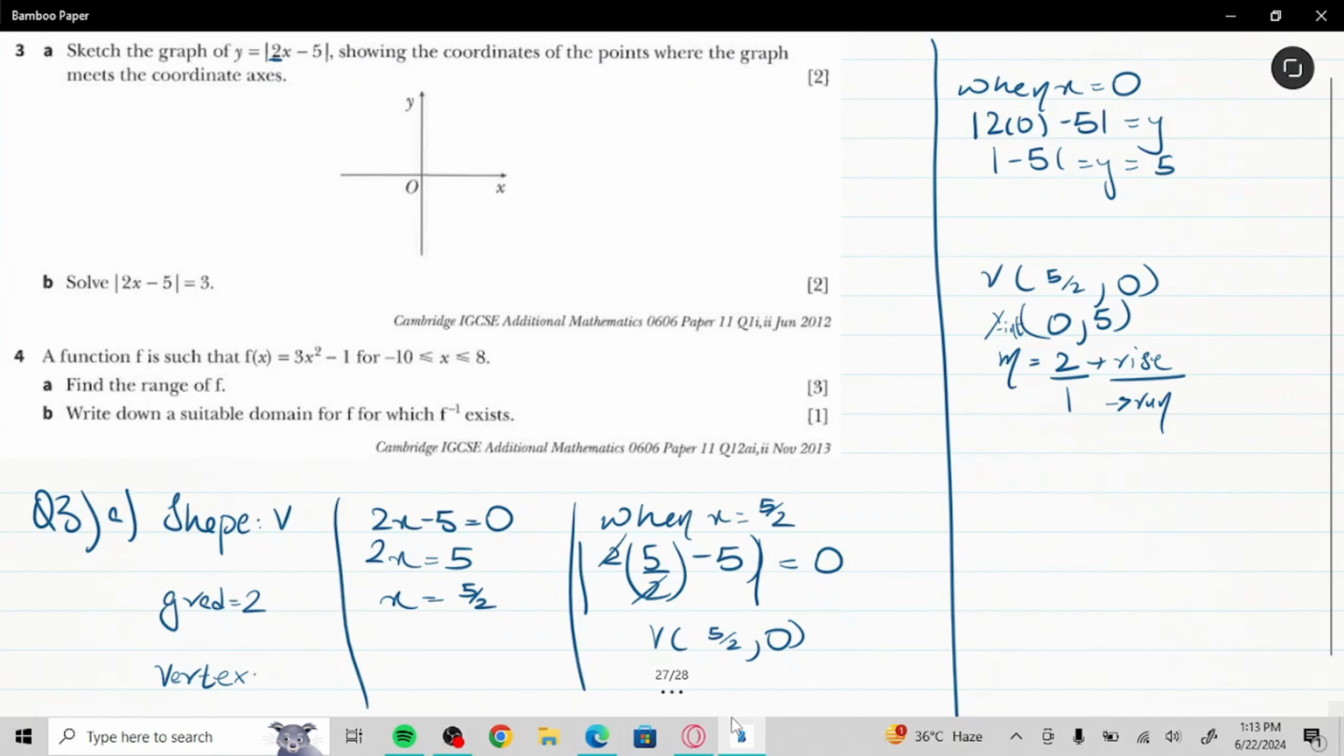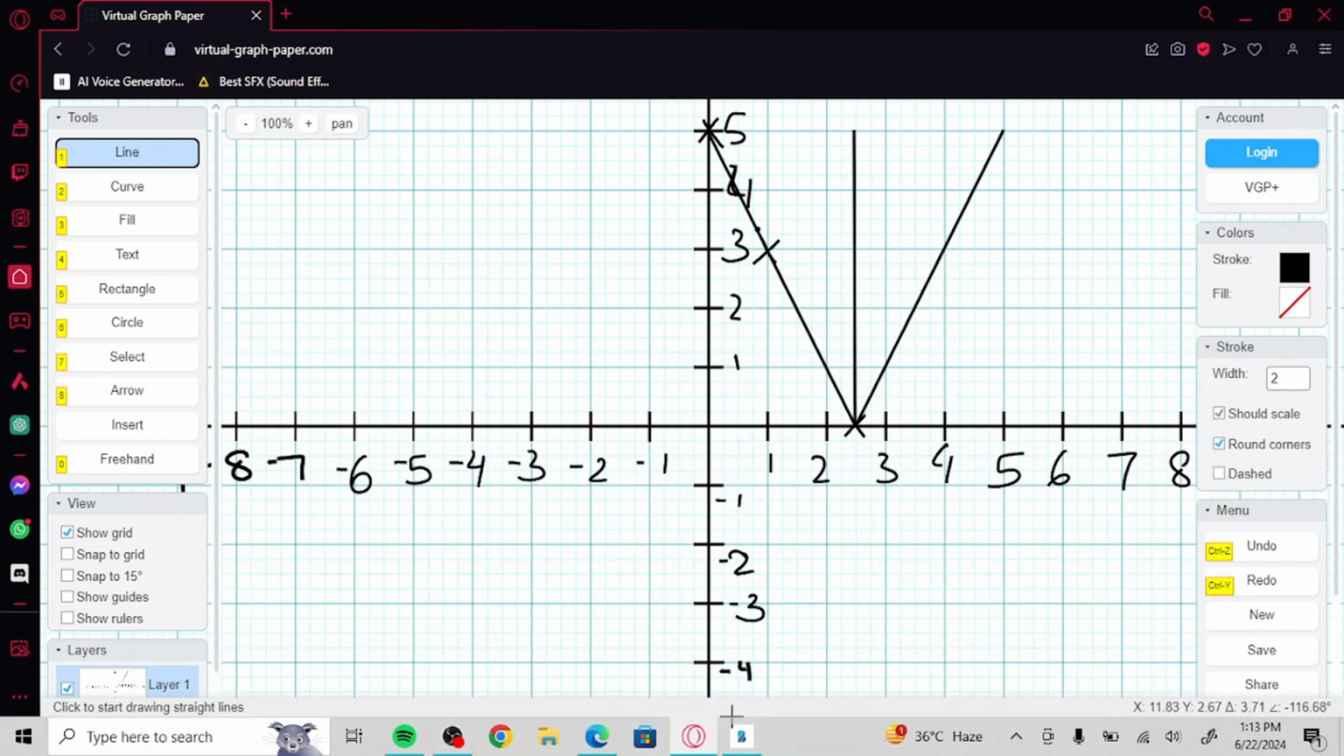So for question 3b, what they've asked us is solve the equation 2x minus 5 is equal to 3. So when y is equal to 3, we have to find the 2 coordinates, and the first coordinate is going to come here, and the next coordinate is coming here. So our values will be 1 and 4. So let me just check. Sorry, my calculator just went down. So for the values we have 1 and 4, so yeah, our answer is correct.